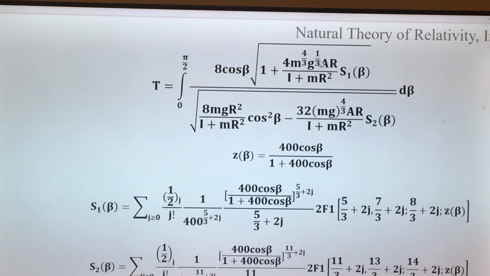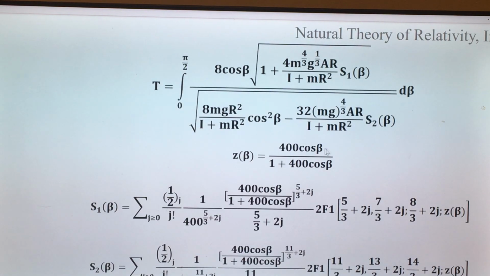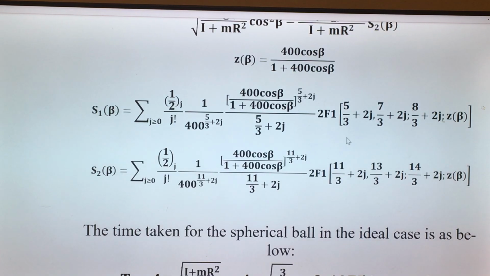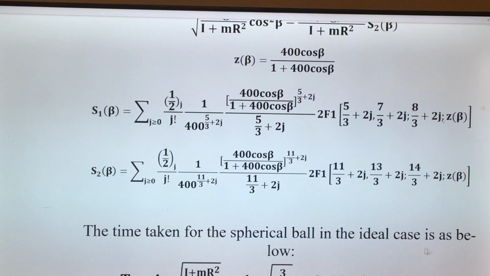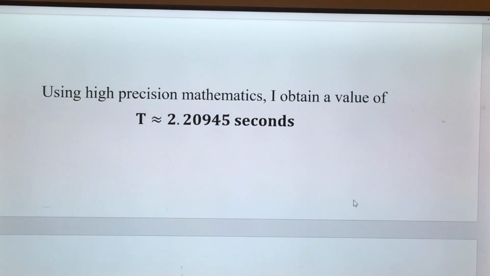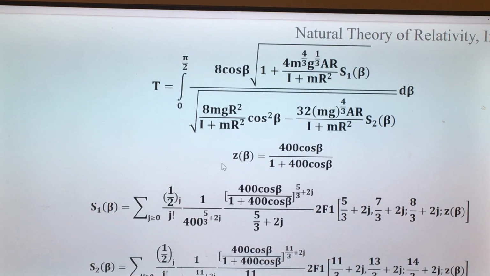Okay, this is another way of writing it. S1 beta, because these terms are functions of beta. So you can write these terms like S1 beta, like this, S2 beta is equal to another term. So Z, the argument of the hypergeometric series, is also a function of beta. The time taken for the spherical ball in the ideal case is as below. Now we will compare this time that we have found, 2.20945 seconds, with the time in the real case where there is no resistive torque, there is no radius of contact.